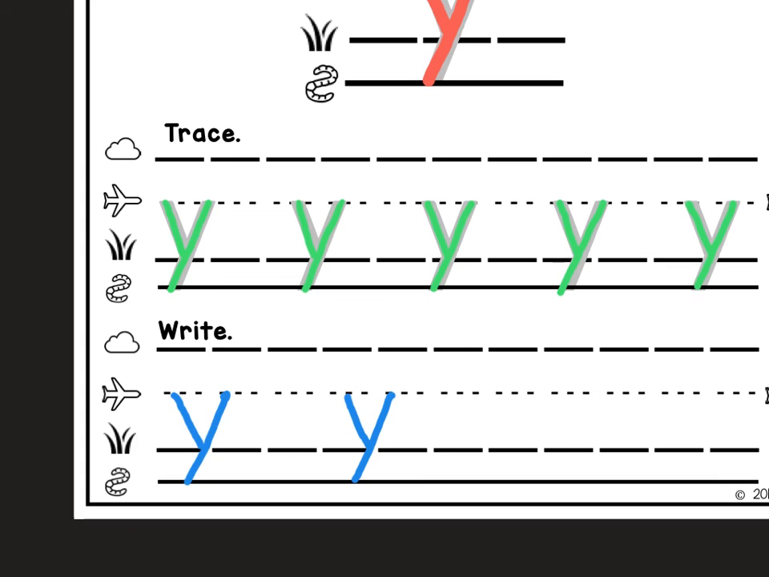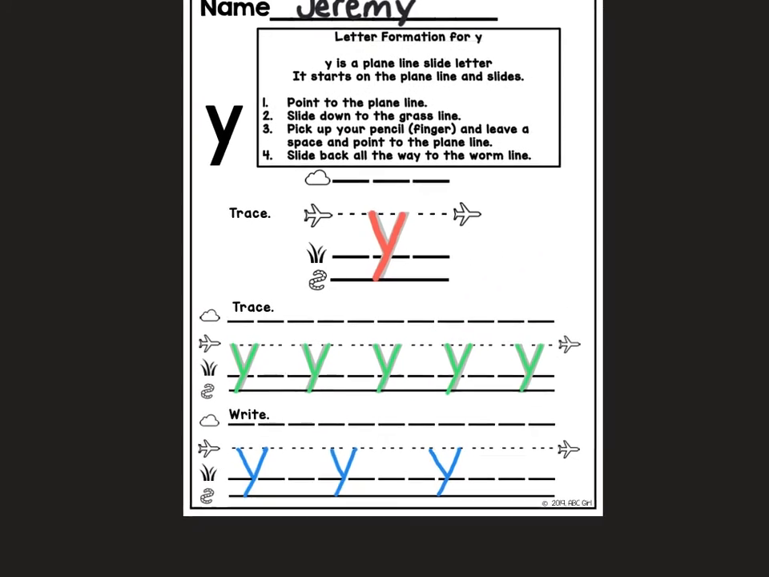Let me do one more. Slide down from the plain line to the grass line. Pick up your pencil, put a dot over here with the plain line, slide down past to the worm line. That is how you practice the lowercase letter Y.